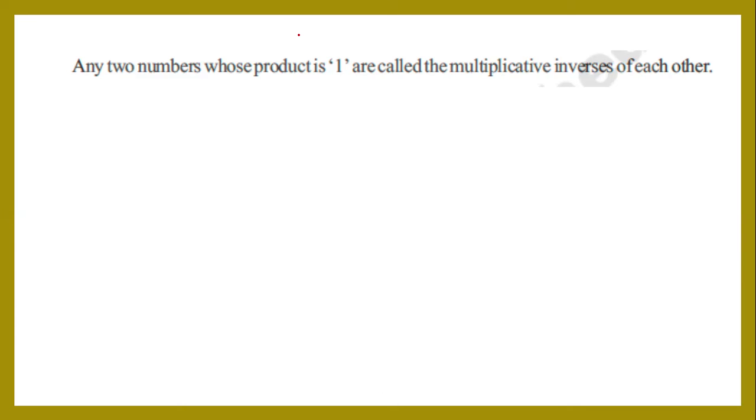Here you observe what is on the screen. Any two numbers whose product is 1. In the previous one, the sum of two numbers is 0. Here the product of two numbers is 1. This one is called multiplicative inverse, this property. Any two numbers whose product is 1 are called the multiplicative inverses of each other.